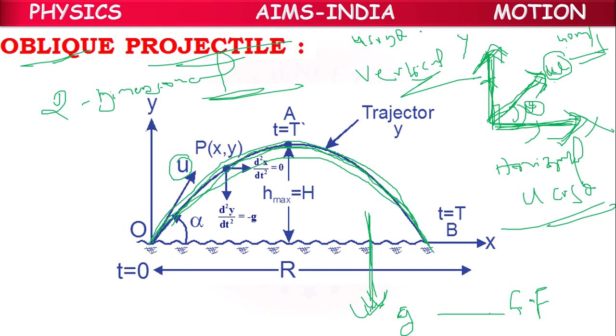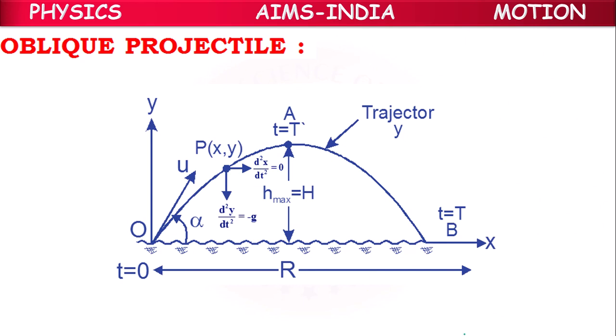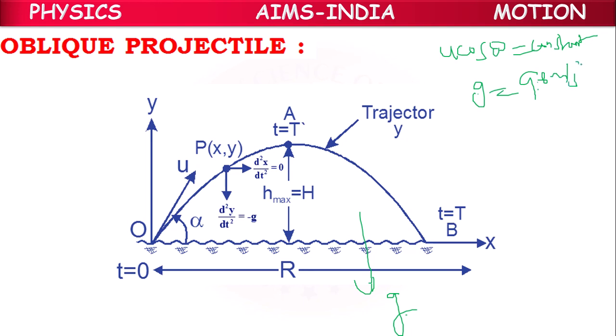Means we can observe change in the vertical component of velocity throughout its journey, but the horizontal component of velocity, as there is no force acting in the horizontal direction, will be constant. So throughout the journey, u cos theta, the horizontal component of velocity, is constant. That is one constant. Throughout its journey it is acted on by acceleration due to gravity g, which is 9.8 meter per second square at this place, and is also a constant.